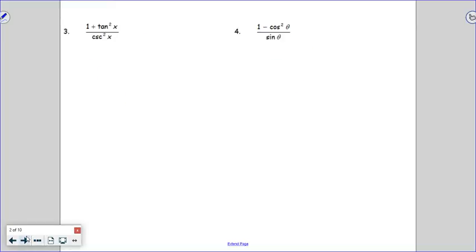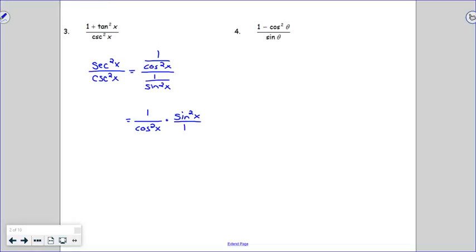In the next one, I would first put in the Pythagorean identity. 1 plus tangent squared is secant squared. You can flip those then to their identity, secant squared being 1 over cosine squared x, cosecant 1 over sine squared x, and I can take the top of that fraction times the bottom of that fraction's reciprocal, sine squared x over 1. Multiplying straight across the top, straight across bottom, we get sine squared over cosine squared. And sine over cosine is tangent, so if they were both squared, it would be a tangent squared.